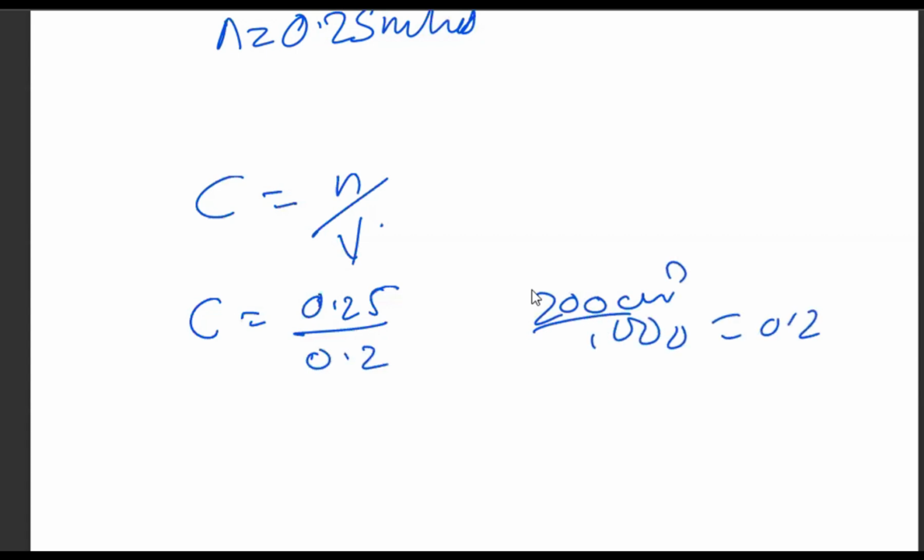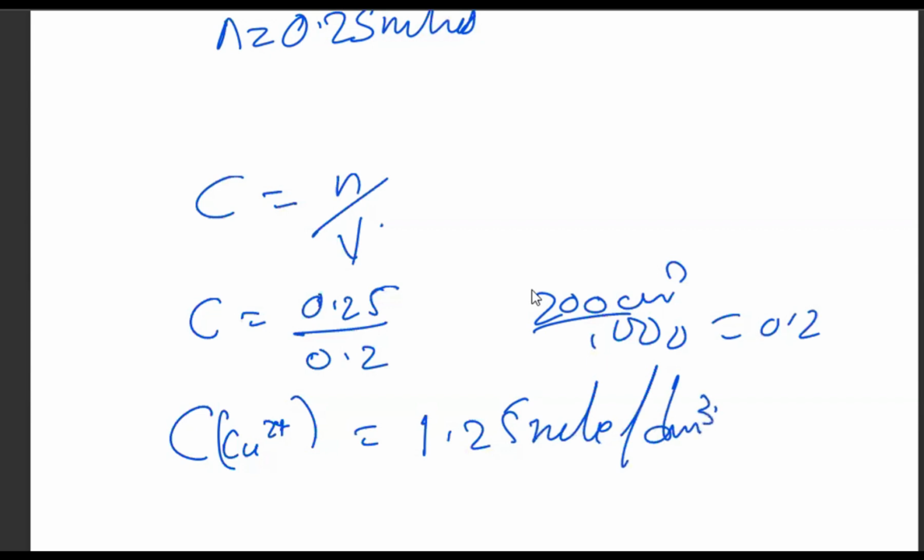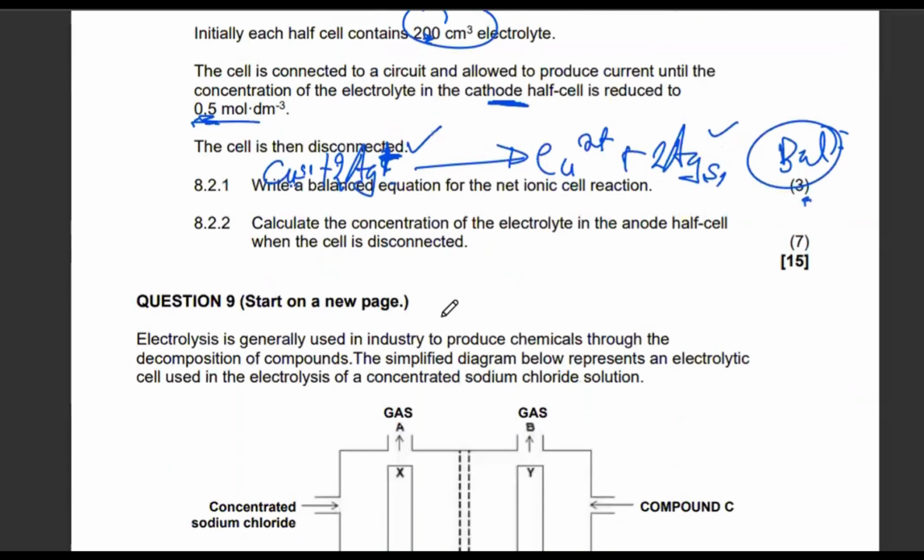So 0.25 divided by 0.2, then the concentration of copper 2 ions will be equal to 1.25 moles per decimeter cubed. Or you can say 1.25 molar. It's the same thing. Moles per decimeter cubed is the same as molar. So that's how you are supposed to calculate that.